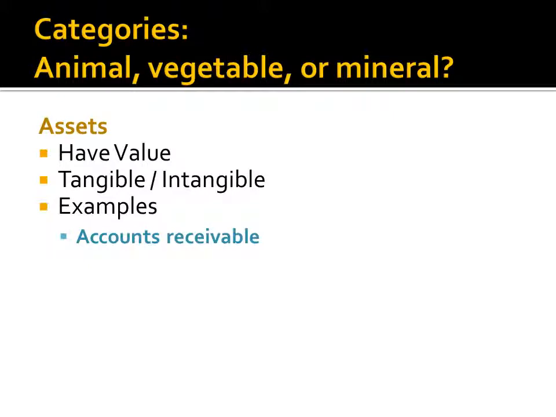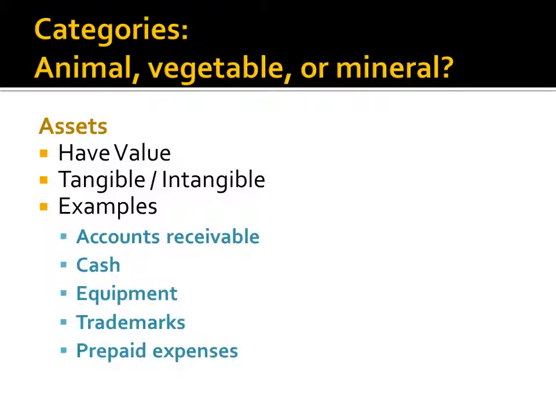So accounts receivable is a common asset. That is a debt that is owed to you. It's not cash that the business has, but it's a debt that a customer typically owes the business. Of course, cash is an asset. That's an easy one. Equipment, trademarks, prepaid expenses. In other words, if you pay, say, for insurance for a year, it's not expensed right away because you haven't really used it. It's a year's worth of insurance. You may have only used a month of it or something. It's a prepaid expense, so as of right now, it's an asset that you have.